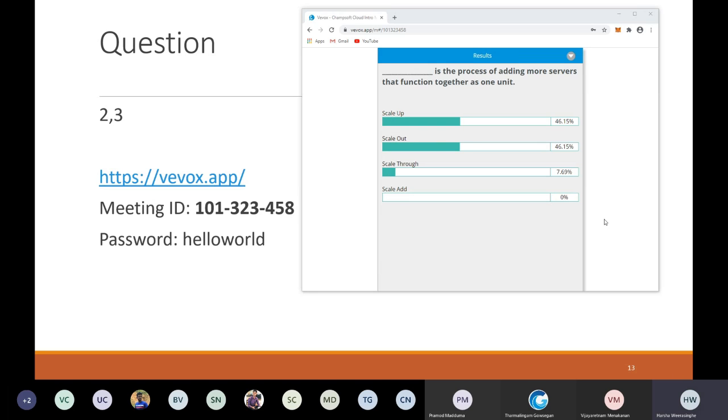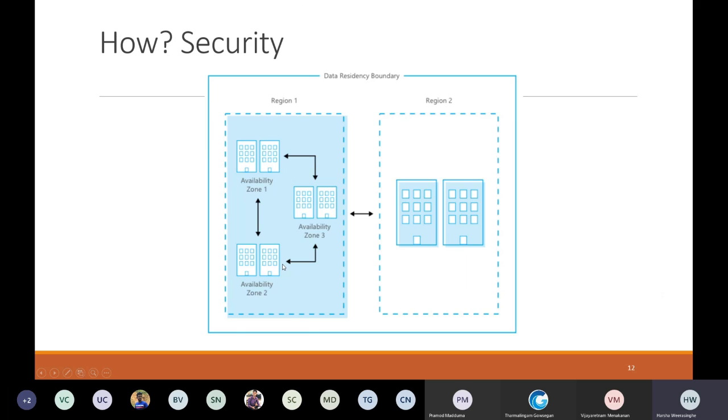You can see 46% each. The same amount of answers came to scale up and scale out. And there's no term called scale through, and there's nothing called scale add. So the answer should be between scale up and scale out. The answer is scale out. It's not scale up. Even though you think about the word up, adding more servers, it's scale out.